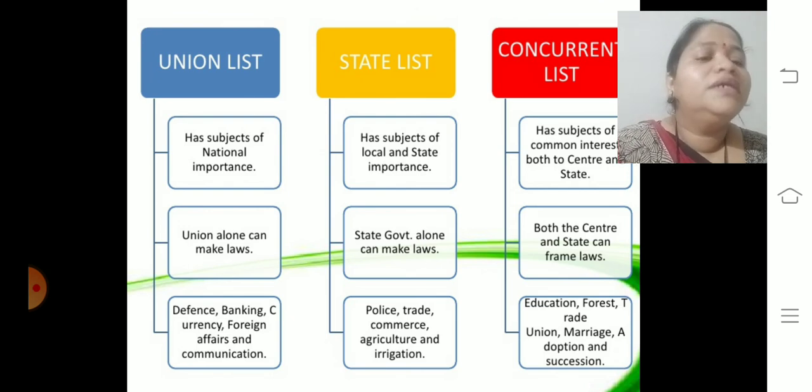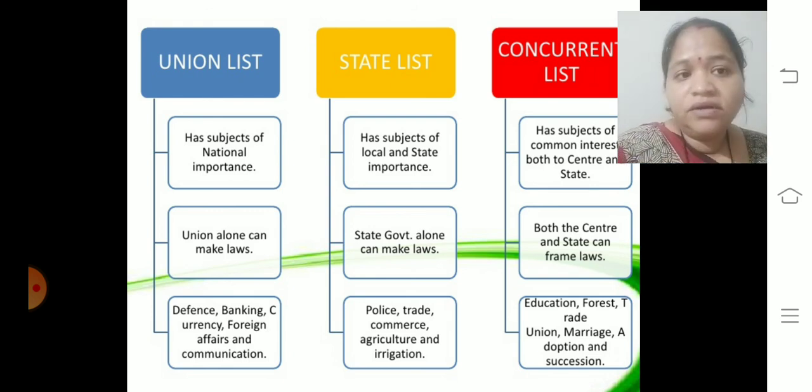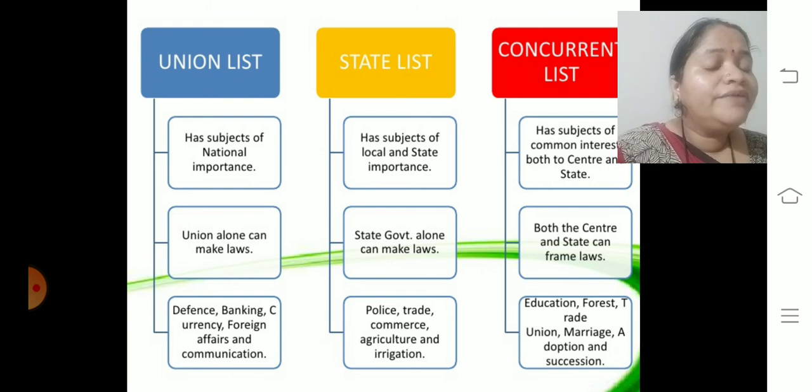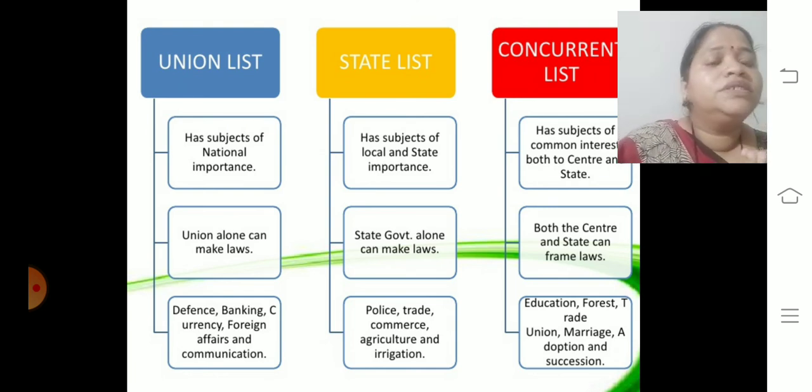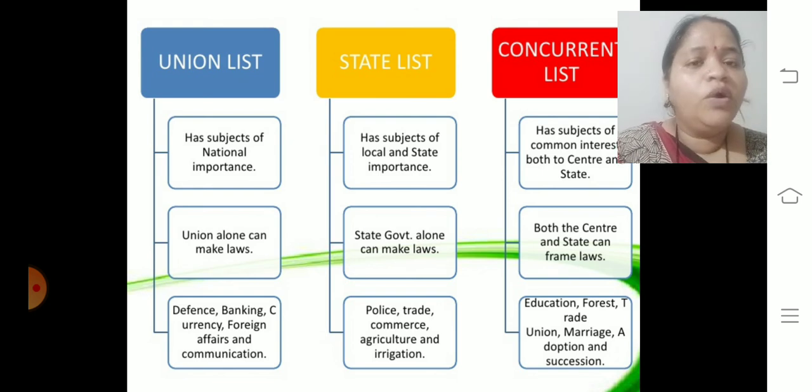Next we'll talk about the concurrent list, where these two will work together. This works like education, forest, trade. Which trade? Here also state trade, and here the trade we are talking about is national and international trade. So here both should be concerned, because every state will come together and decide about it. Marriage, adoption, succession, all this will be under this system. These two systems, central and state, should come together with common interest and give their decision about it. So this is what we covered: the union list, state list, and concurrent list.